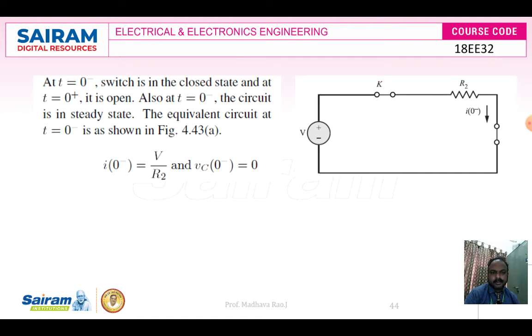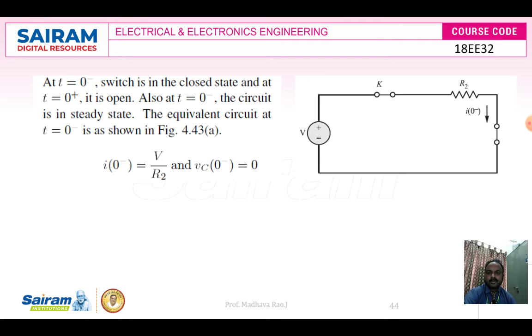Now, the voltage across the switch. At t equal to 0 minus, the switch is closed; at t equal to 0 plus, it is open. We have to remember here, and understand the condition properly. At t equal to 0 minus, the circuit is in steady state. Steady state means current is flowing, and it has been continuously closed for a long time, so the t value we can consider as infinity.